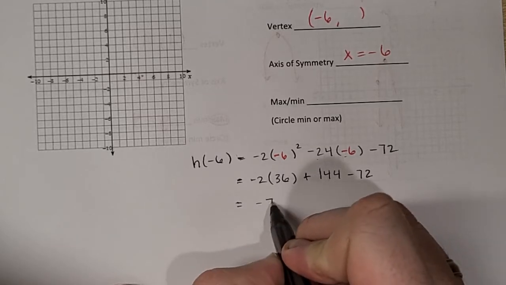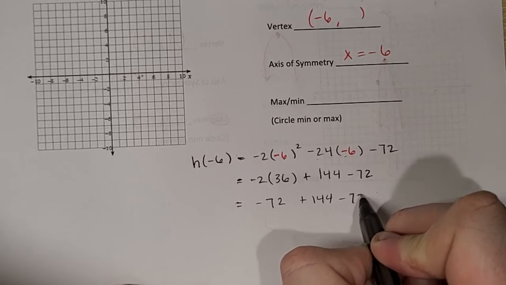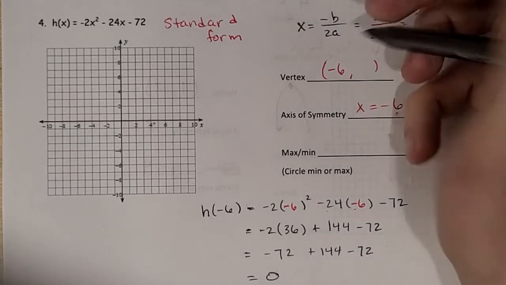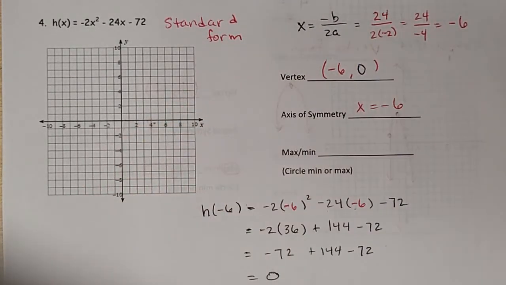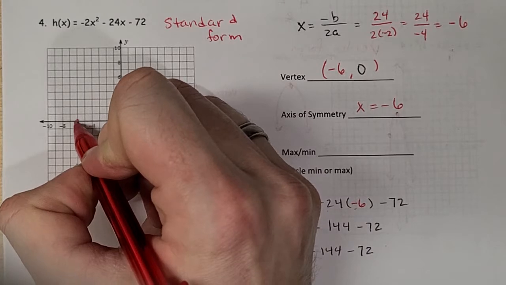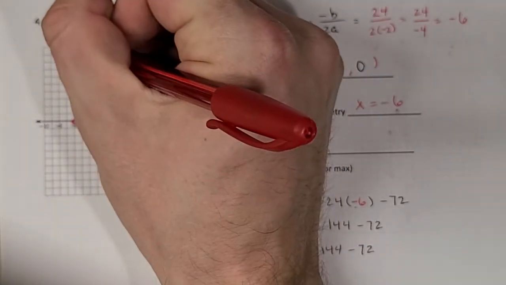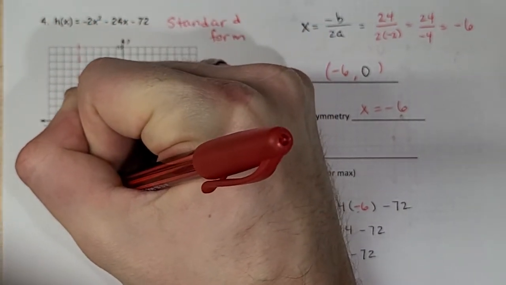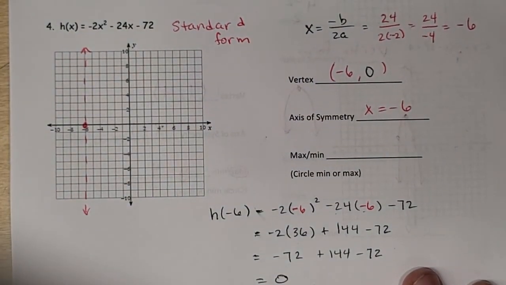-2 times 36 is -72, plus 144 minus another 72, and that all comes out to 0. Just to show you, so -6, 0. So -6, 0 is right here. My axis of symmetry is going to go right down through the vertex. You don't have to draw your axis of symmetry every single time. I do because I like to, and I'm a free American and make my own choices.